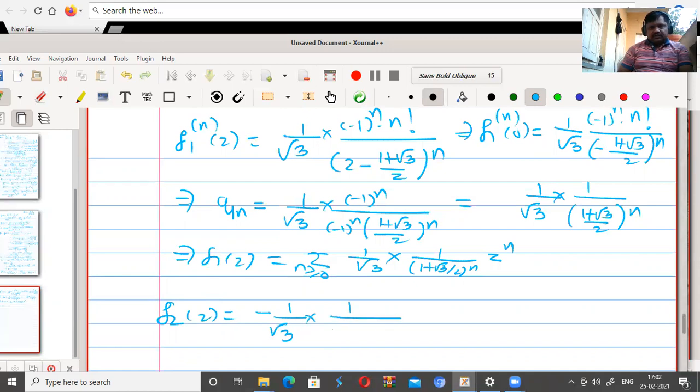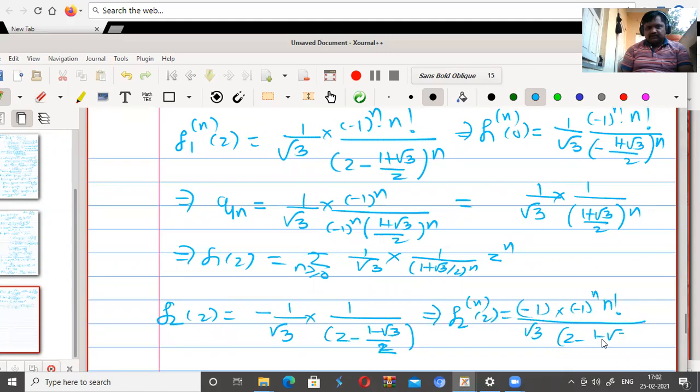1 upon z minus 1 minus root 3 by 2, right? This is 2, not z. This implies f2 nth derivative of z equals minus 1, as it is, into minus 1 raised to n factorial. This one root 3 is also as it is, z minus 1 minus root 3 by 2 to the power n plus 1.